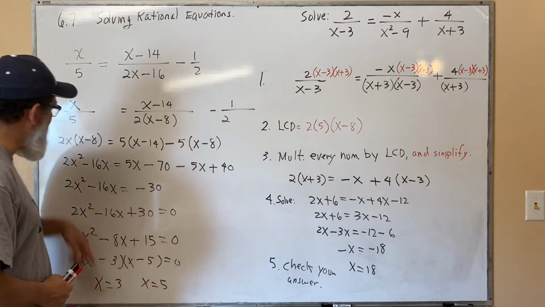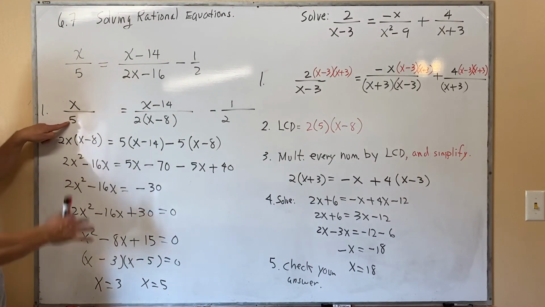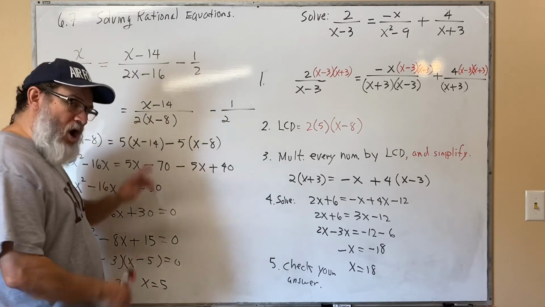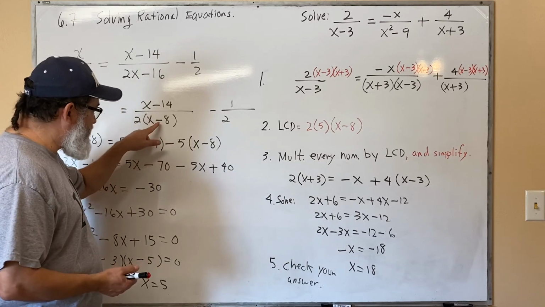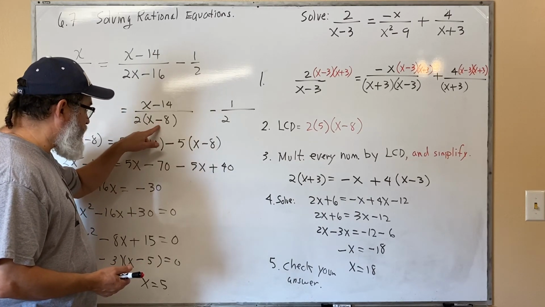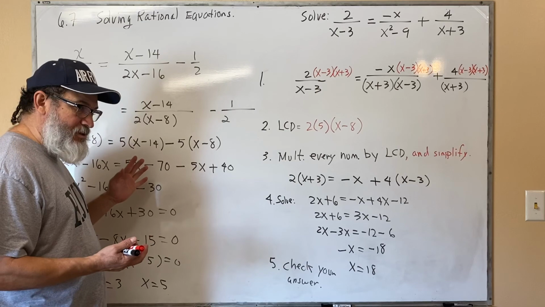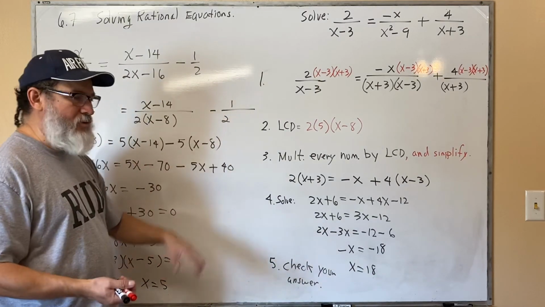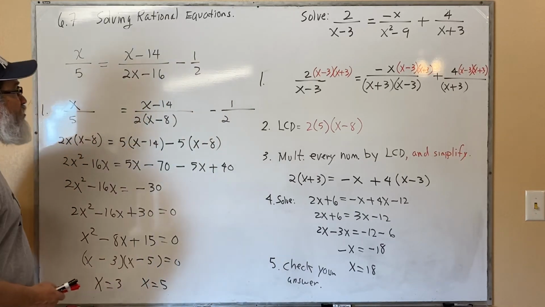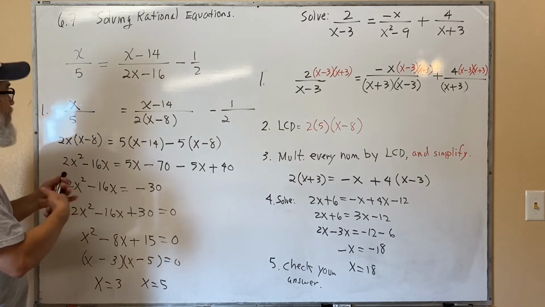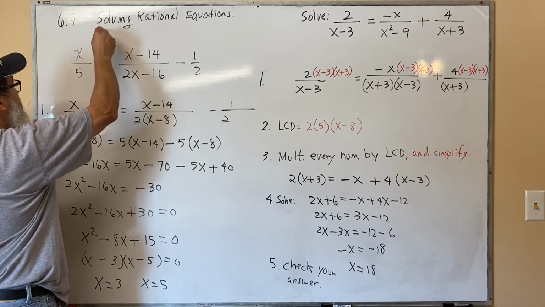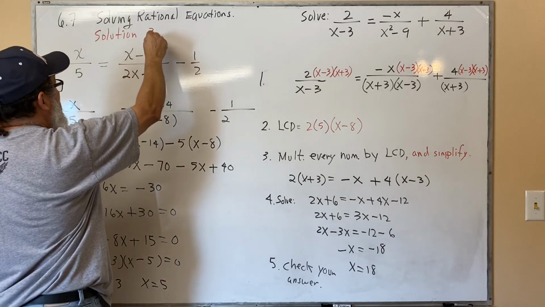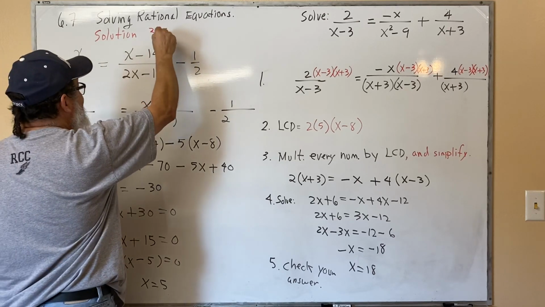5. Does this 5 make this denominator 0? No, there's no x there. Does this 5 make this denominator 0? No, it's 5 minus 8, which is negative 3. Negative 3 times 2 is negative 6. It's not 0. They're both answers. What's the solution to this? Solution: 3, 5.